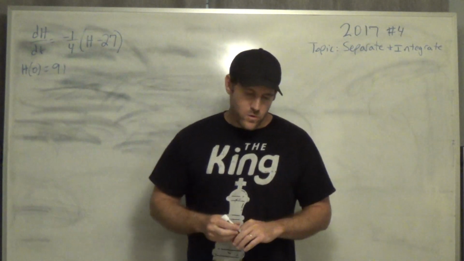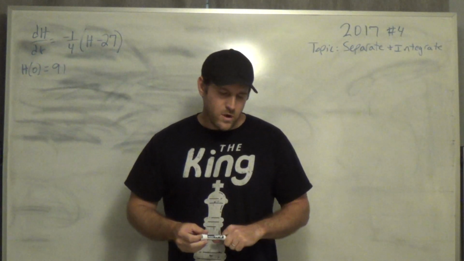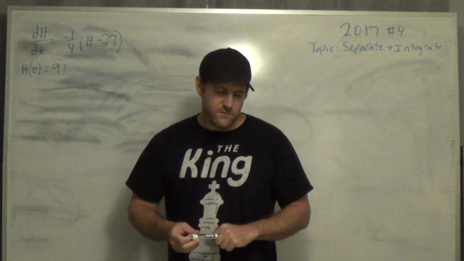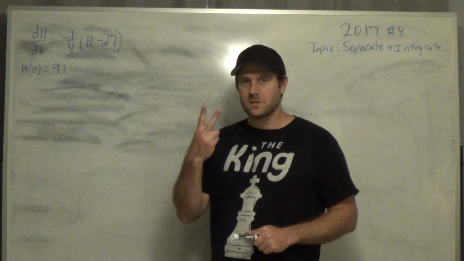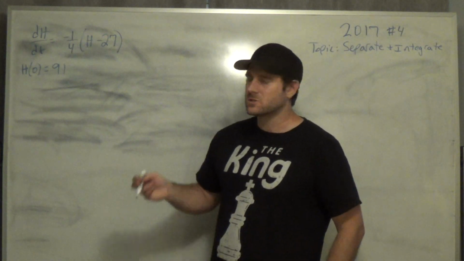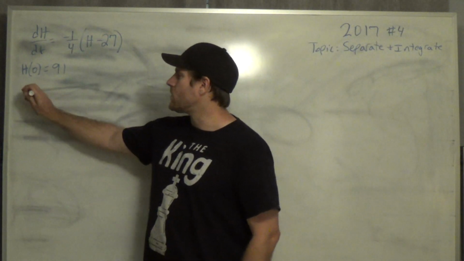So the very first question they ask here is, write the equation of a tangent line of h at t equals 0. So they want you to write the equation of a tangent line. But what two things do you need to write the equation of a tangent line? You need a point and a slope. And you can see here they give you a point.